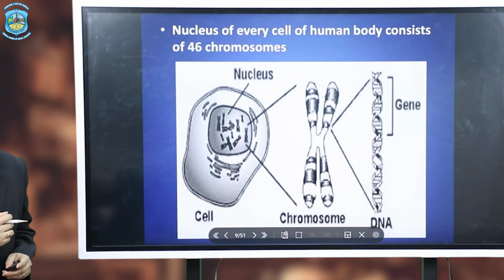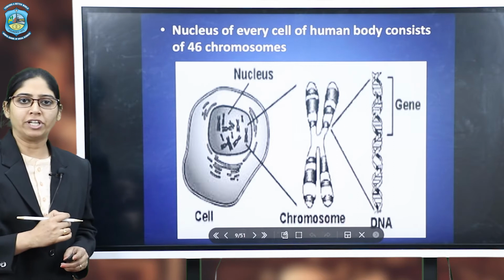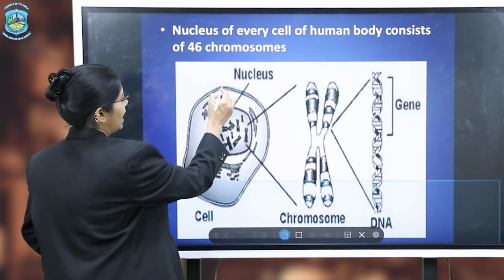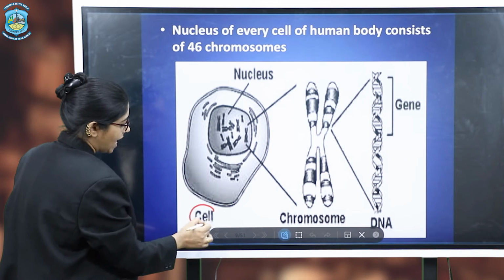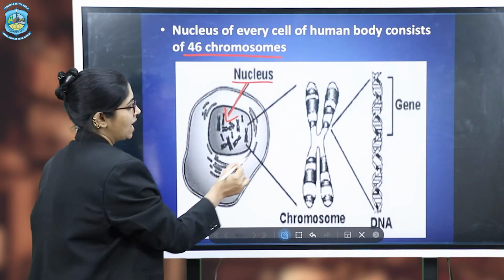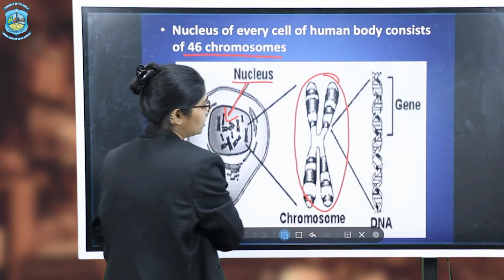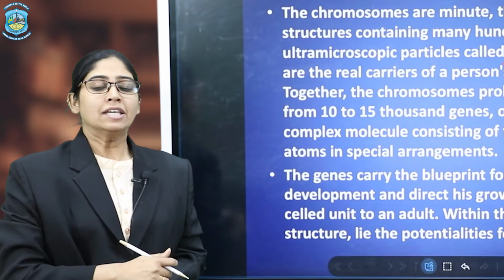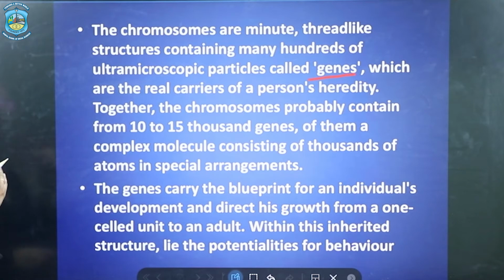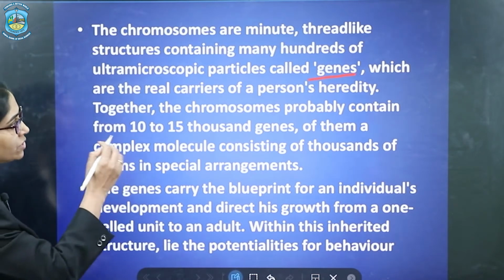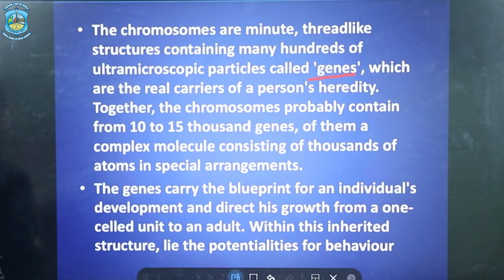There is a nucleus, and in this nucleus there is a cell which is carried by each and every human body. So as you can see here, a round picture, and this round picture is a cell, and this cell has a nucleus. And this nucleus consists of 46 chromosomes, and this chromosome is a thread-like structure. Now let us understand more about this thread-like structure. The chromosomes are minute, thread-like structures containing many hundreds of ultra-microscopic particles called genes, which are the real carriers of a person's heredity.